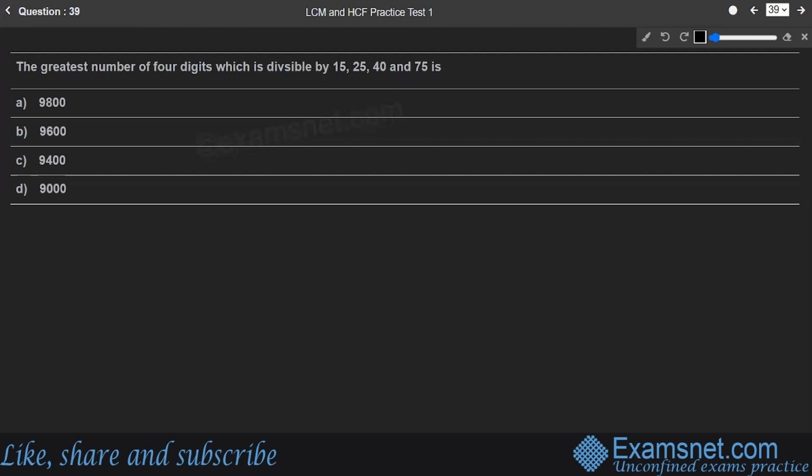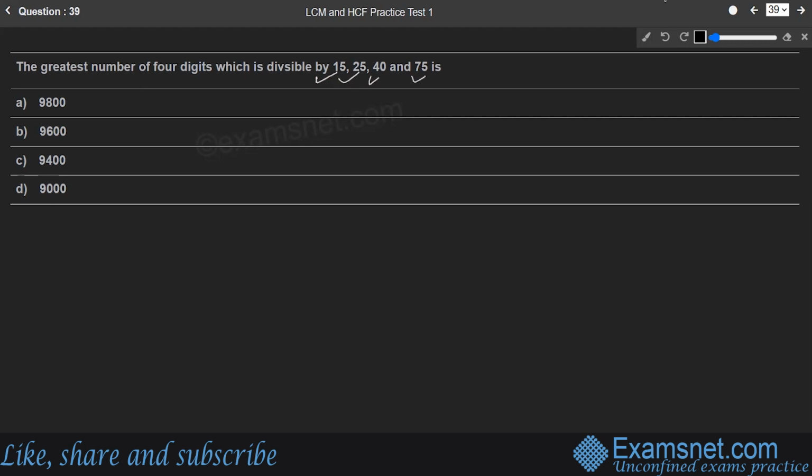Question number 39 says, the greatest number of 4 digits which is divisible by 15, 25, 40, and 75 is. So first of all, we are looking for a number that is divisible by all these numbers, that is 15, 25, 40, and 75. Such a number is always a common multiple, and we look for the least common multiple.